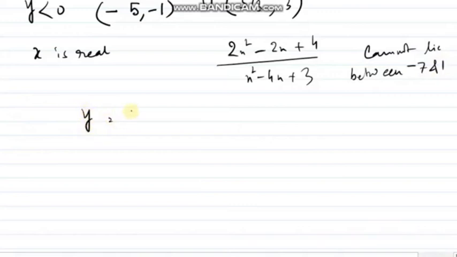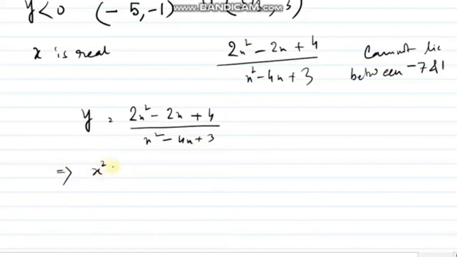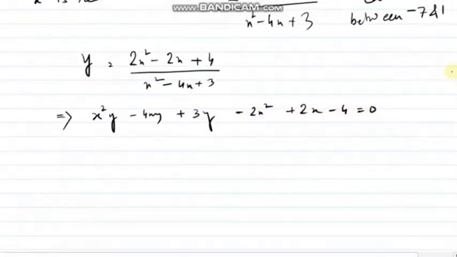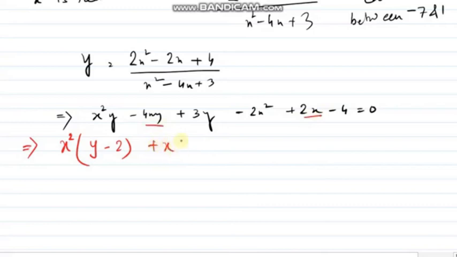So if I take y equals 2x square minus 2x plus 4 divided by x square minus 4x plus 3, I'll cross multiply. So I'll get x square y minus 4xy plus 3y minus 2x square plus 2x minus 4 equals 0. What I have done is cross multiplied and taken all the terms to one side. So if I take x square common, can we write x square into y minus 2? From these two terms, if I take x common, it will be 2 minus 4y, right? And plus 3y minus 4. This is equal to 0.